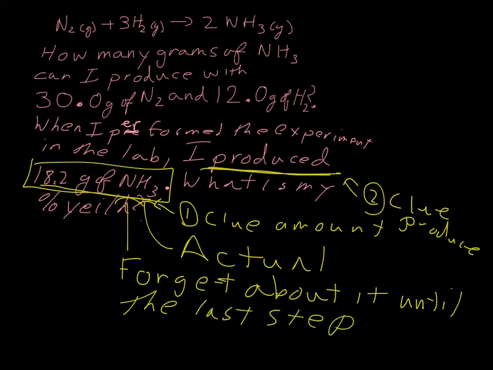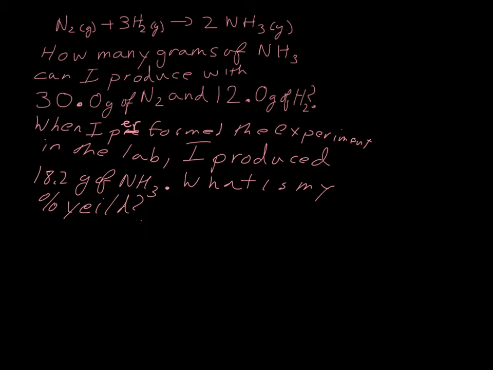So I'm going to forget about it until the last step of the problem. It's dead to me. It doesn't exist until the last step of the problem. As a matter of fact, I've seen students go to the length of actually drawing one line through it so that they're not tempted to use it. All right, so that leaves me now with 2 numbers in my problem. My amount of nitrogen and my amount of hydrogen.